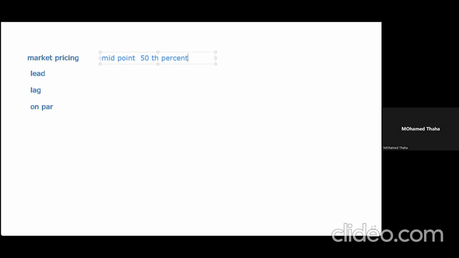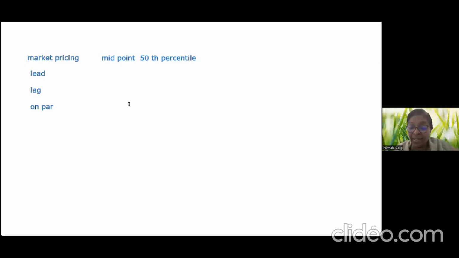All right. What are these words? Lead the market means I want to pay more than the market. Lag the market is I want to pay less than the market. On par is I want to pay as much as the market. Typically, when you're talking about market pricing, I'll teach you this later, but I'm introducing these things: we talk about the midpoint, or we call it the 50th percentile. Whenever you look at data in the market, you will typically get the midpoint. You won't get the min or the max.